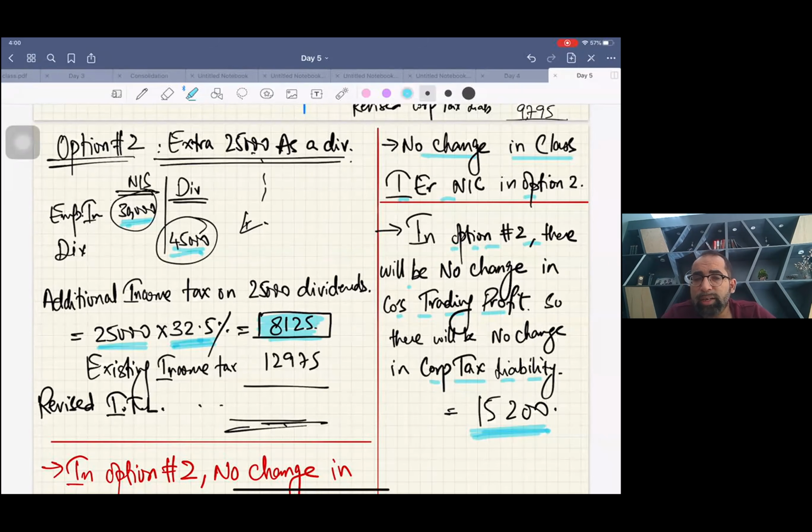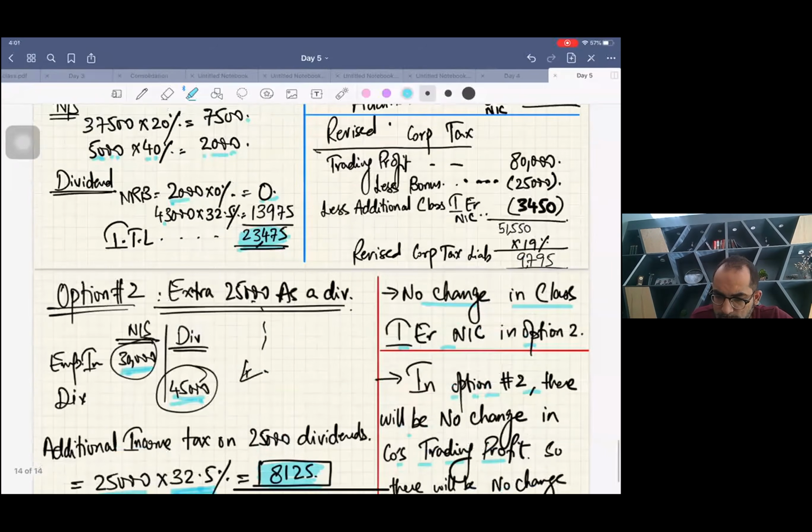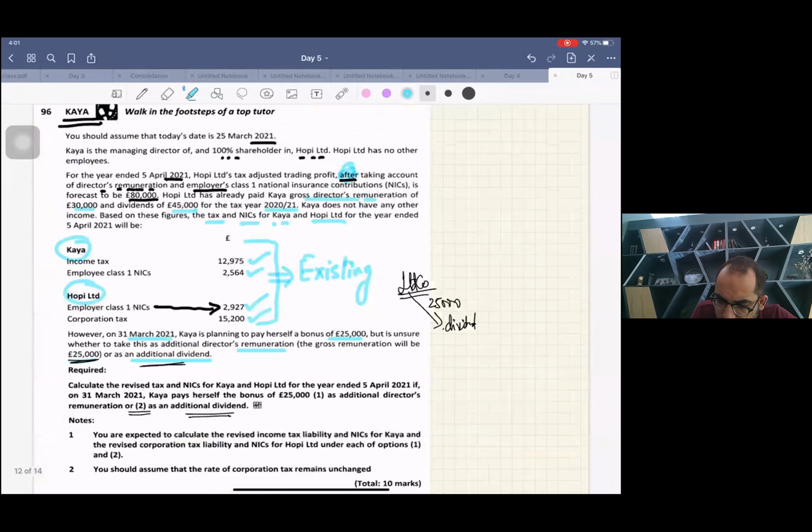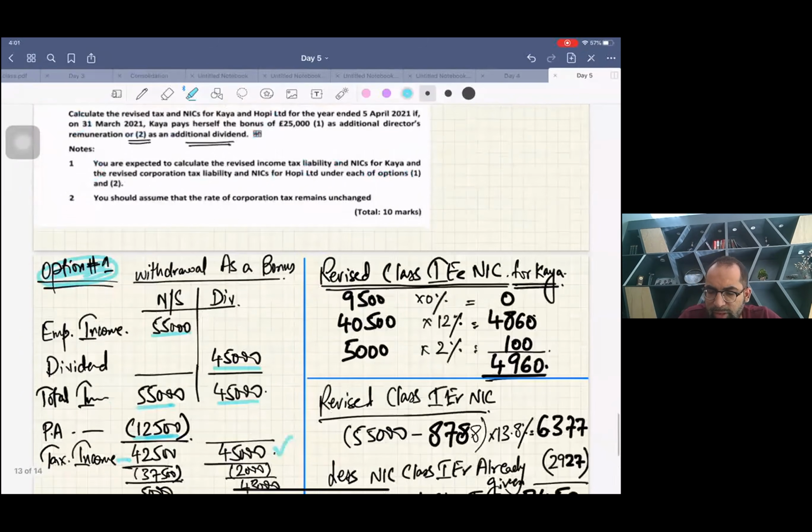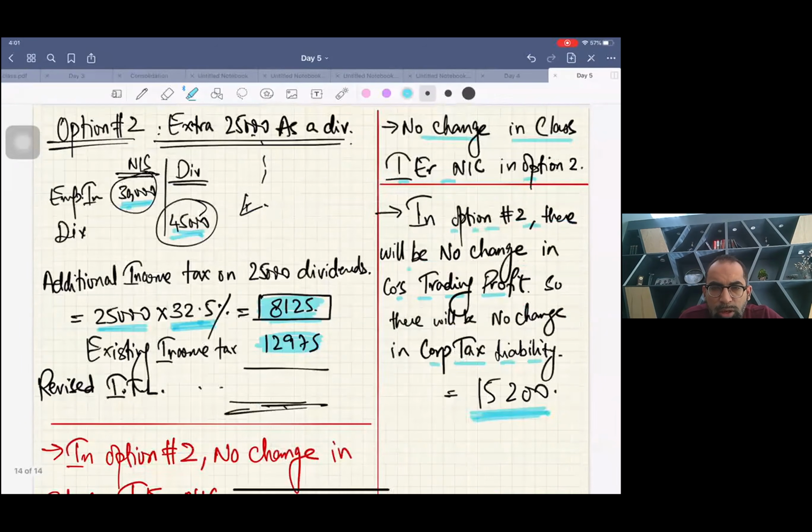Now, can anybody tell me what her existing income tax is? Wait, we'll go to the question. The additional income tax for Kaya is 12,975. So if you add these two, how much is this?